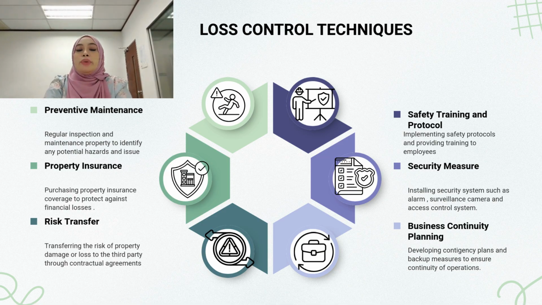So finally, we have business continuity planning. This is our plan B. If our main house is destroyed, where do we go tomorrow? So this plan ensures the business doesn't stop just because of the building stop.